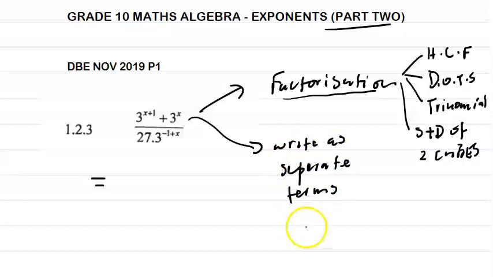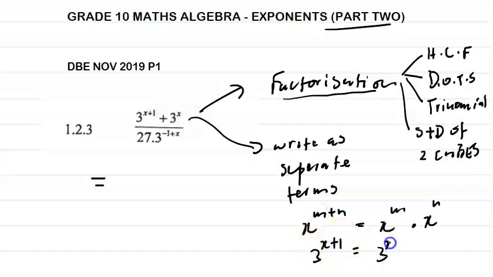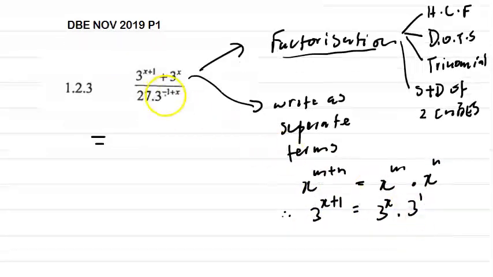Check this out. If you have, for example, x to the m plus n, it's equal to x to the m times x to the n. That comes from the law of exponents. We normally say the first law of exponents. So if you have common bases and you're multiplying, then you add the indices. So therefore, see that 3 to the x plus 1 will equal 3 to the x times 3 to the 1. Okay, so I'm going to do the same thing there now.